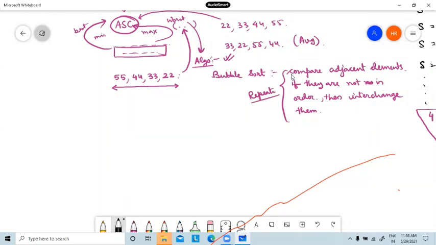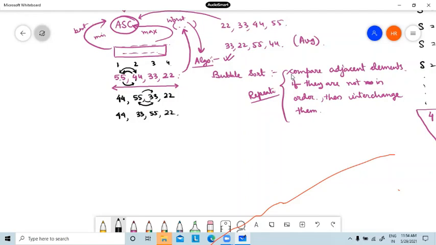So from the definition, at first, these two are the adjacent elements. I will compare them. Are they in order? No. So what is my solution? I will interchange. This will come here, and this will come here. So 44, 55, 33, 22. Done. So first I have compared the first and second element. Now I have to move forward. I will compare the second and third element. Again, they are not in order, so I will interchange. So it becomes like this.